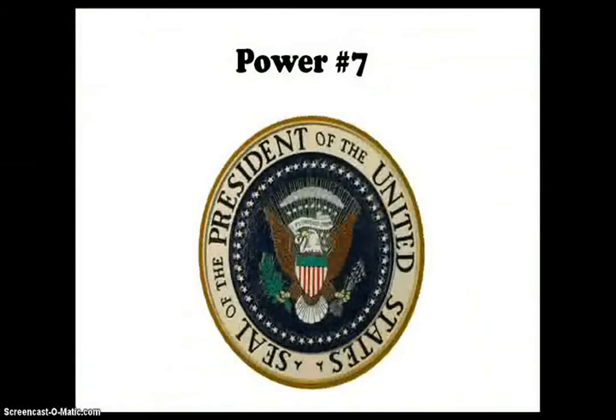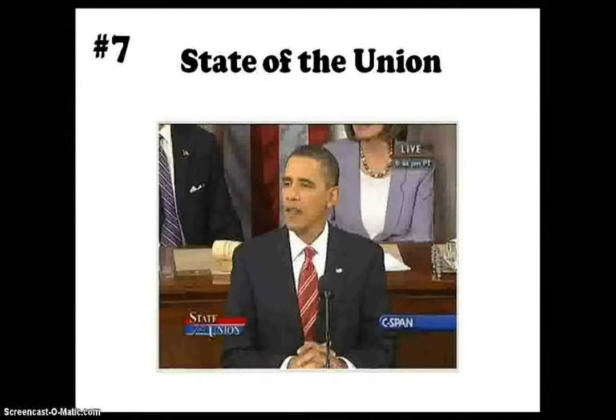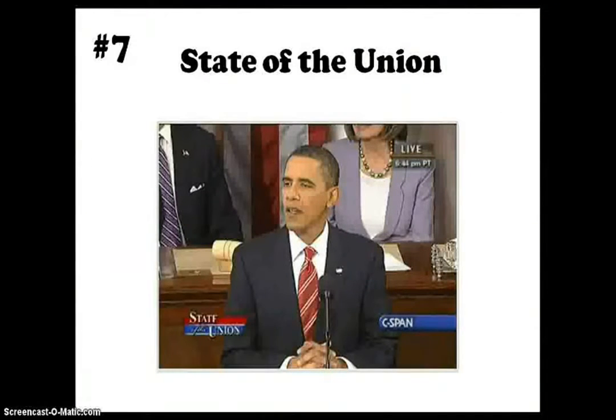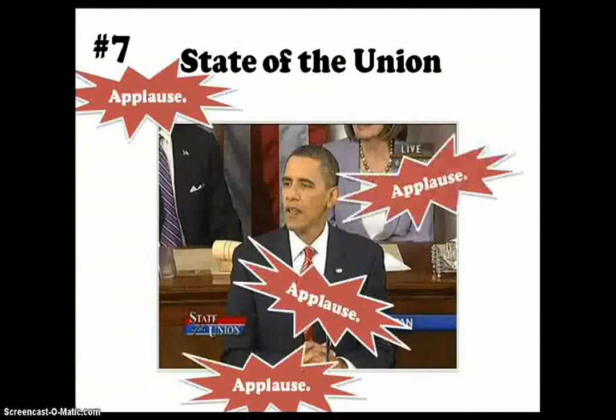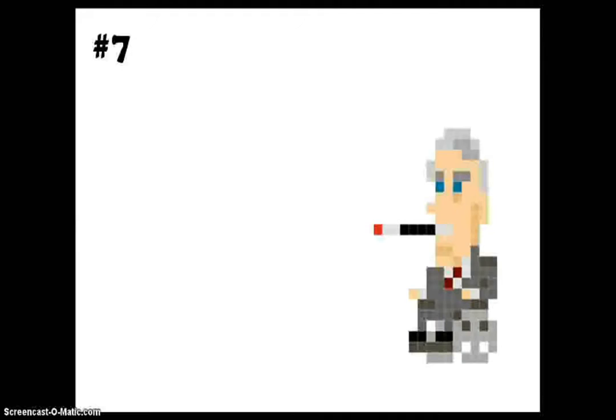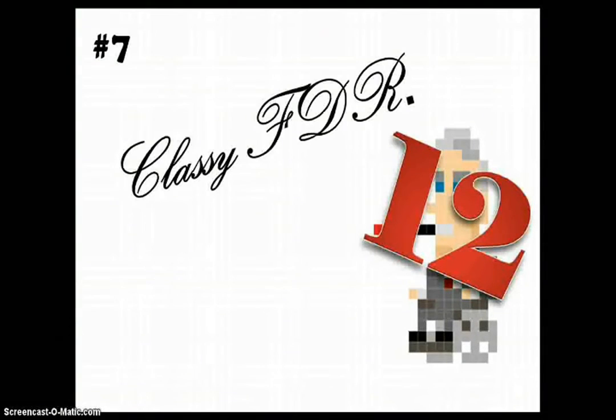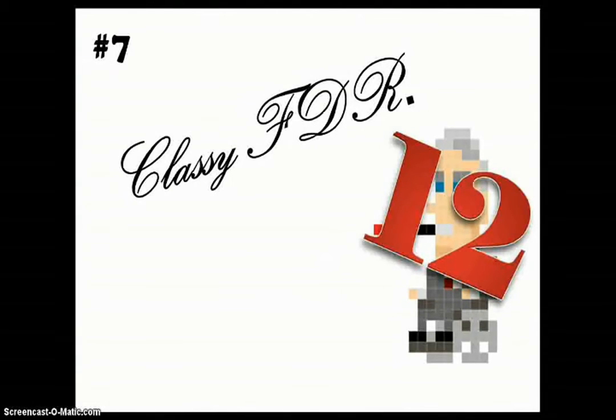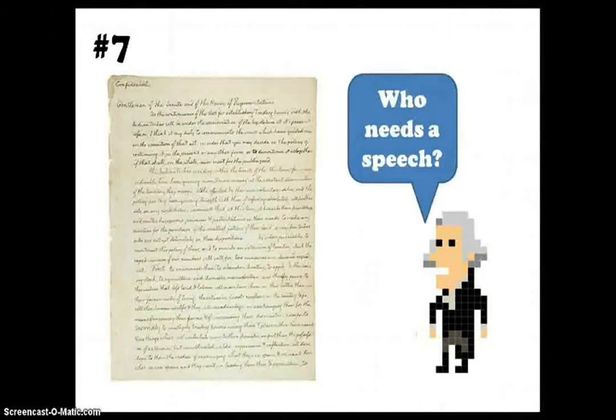Finally, power number 7. The President may also give information to Congress about the State of the Union. Every year, the President is expected to express his legislative goals to Congress and call attention to policy areas that are in need of solutions. The State of the Union address is usually delivered once a year, but FDR set a record for giving 12 State of the Union speeches during his 3 terms as president. And actually, the State of the Union doesn't have to be a speech. It can be written up and sent to Congress, which Thomas Jefferson did.